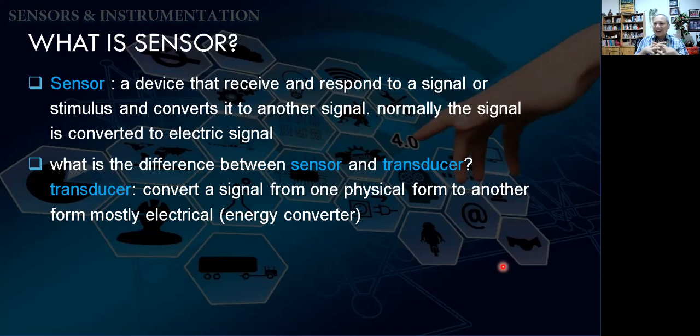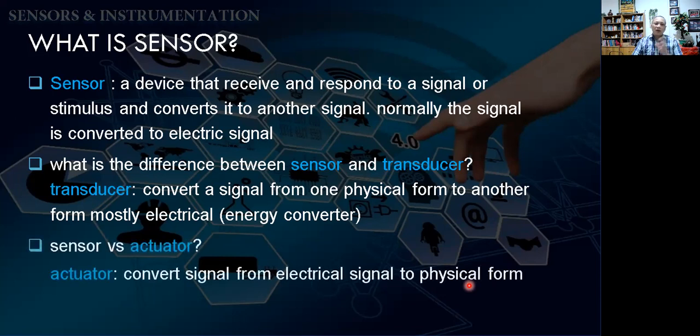Yeah, so the conversion to another quantity, to another entity, makes it a transducer, but it doesn't matter. All along this course, I will call it a sensor, just for the ease of mentioning it. But there is another one: sensor versus actuators.